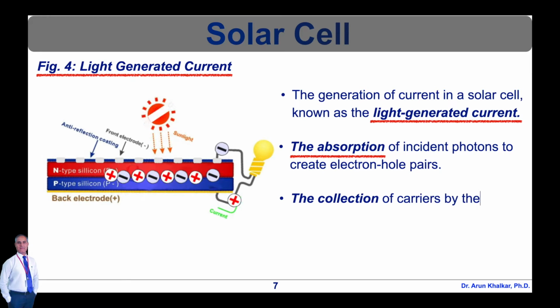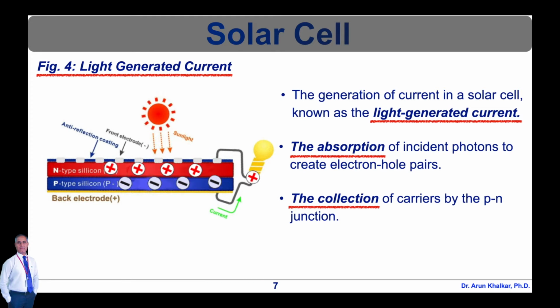A second process, the collection of these carriers by the p-n junction, prevents this recombination by using a p-n junction to spatially separate the electron and the holes. The carriers are separated by the action of the electric field existing at the p-n junction. If the light generated minority carrier reaches the p-n junction, it is swept across the junction by the electric field at the junction, where it is now a majority carrier.